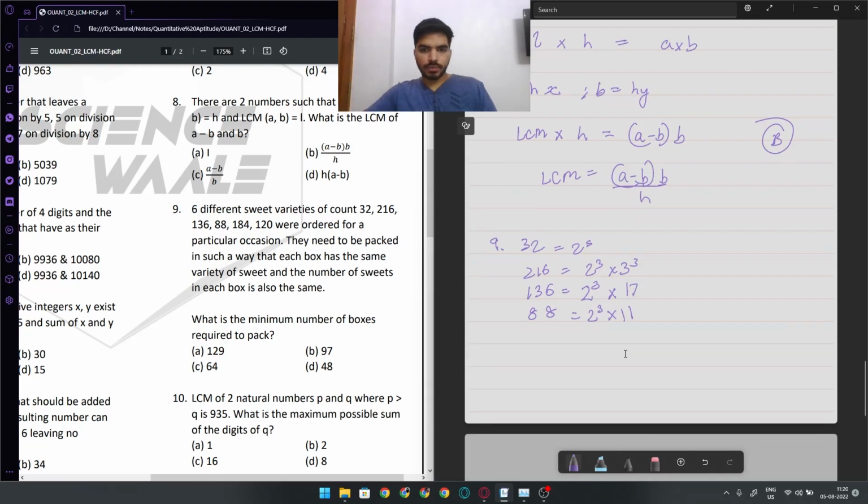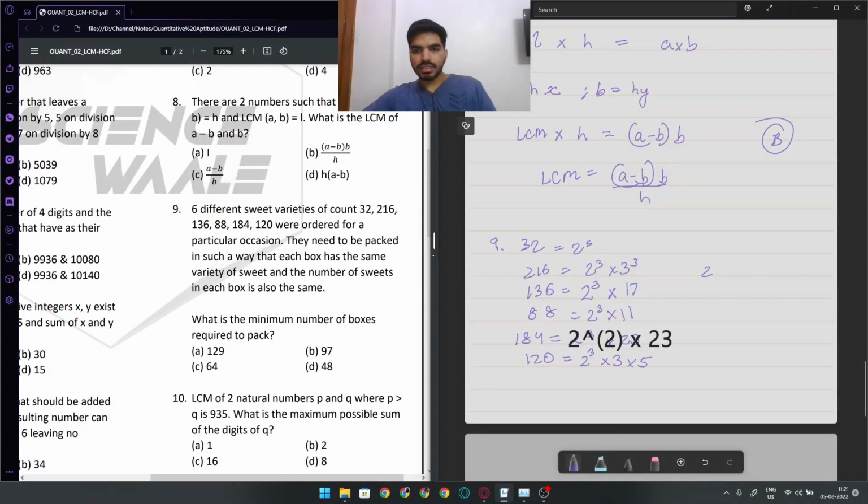And 184 is equal to 2 cube into 23. 120 is equal to 2 square into 3 is 12, so 2 cube into 3 into 5 will be 120. I did it like 2 square into 3 into 2 into 5. That's how I did. For HCF, what is the least power of 2? Okay, here also do the same thing. Write all the factors given. 2, 3, and 5 is there. 11 is there. And 17 and 23.